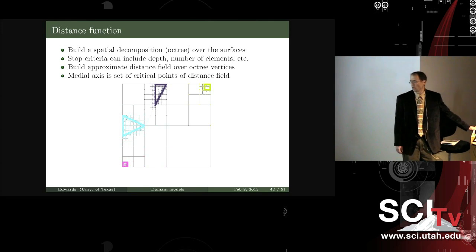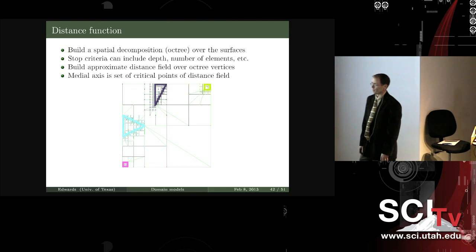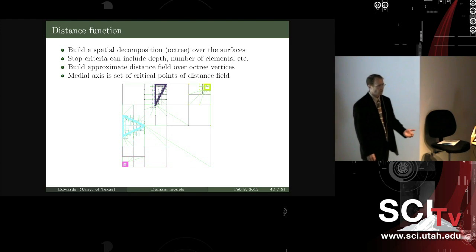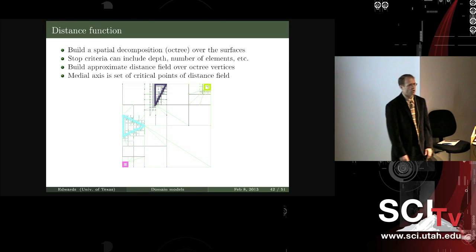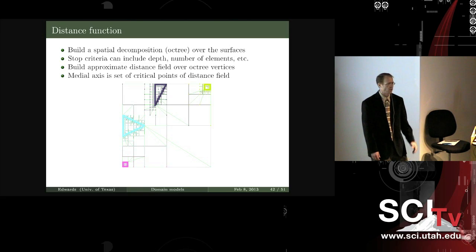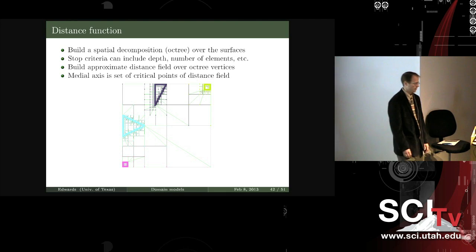But when the wavefronts of each of the labels meet, one wins out and continues on, and the other one stops. And so what we end up with is a label on each vertex corresponding to whichever object it's closest to, as well as an approximate point that's in the proximate region of the actual closest point on that component.